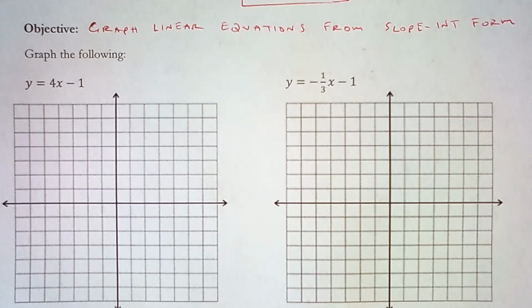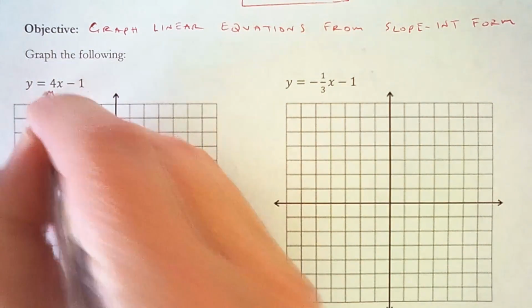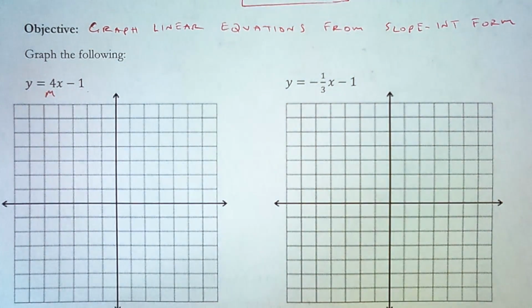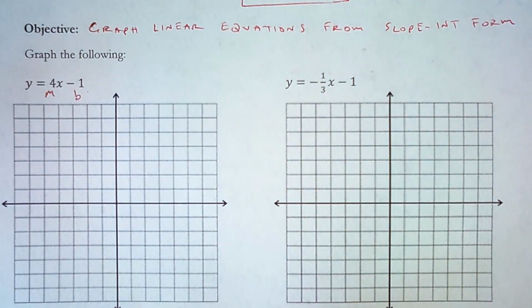Welcome back. In this video, we are going to graph linear equations from slope-intercept form. So y equals 4x minus 1. 4 is m, it's the slope. And negative 1 is b, it's the y-intercept.